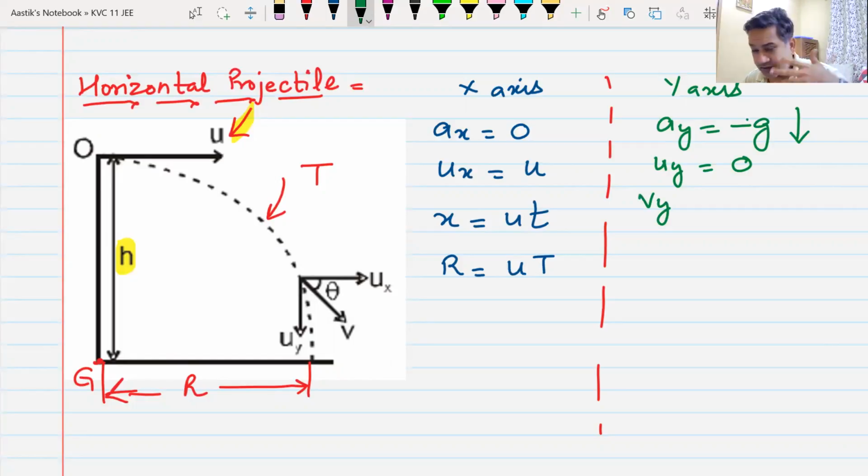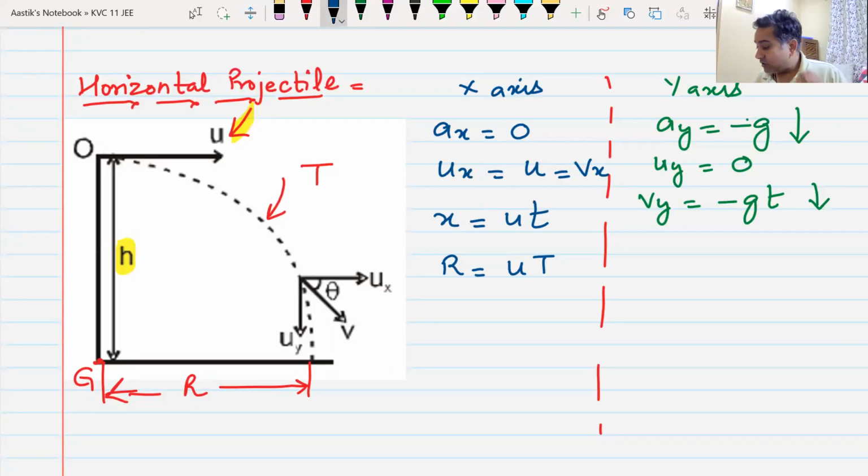Now, if I want to find out the component of velocity at any time, what will I do? I will take u plus at. u is 0, a is minus g. So my answer would be minus gt. So at any other point, the vertical velocity will be going downward. But if I look here, the horizontal velocity will always remain same. That is the case always in this case. Yes or no?